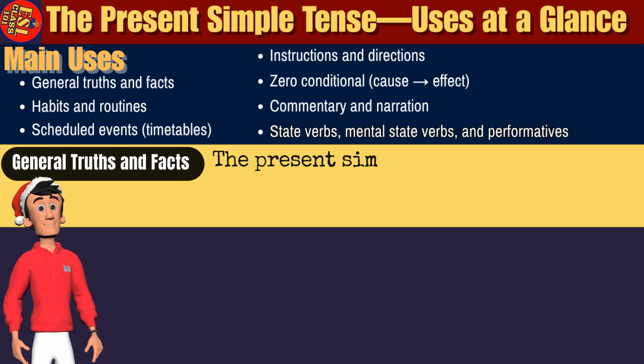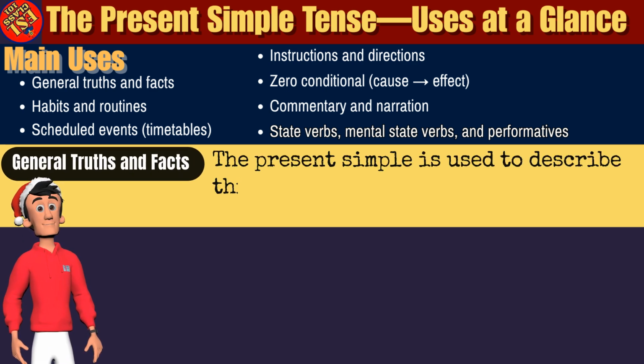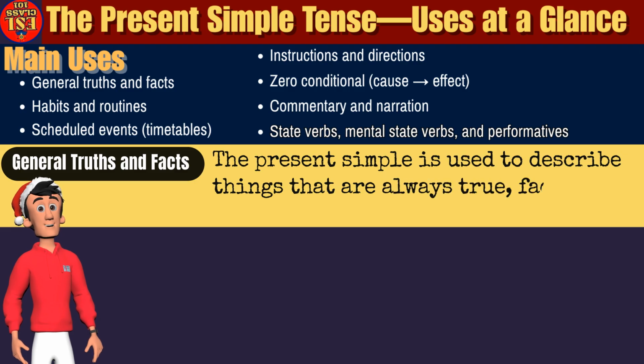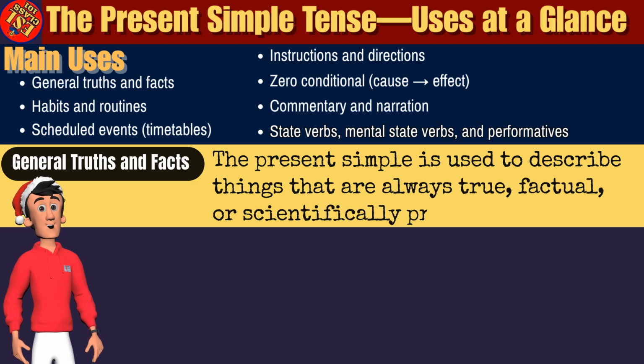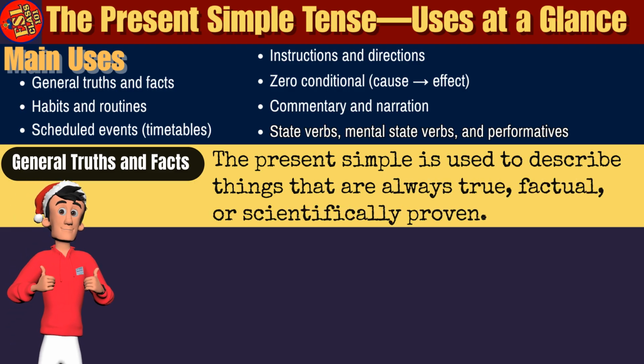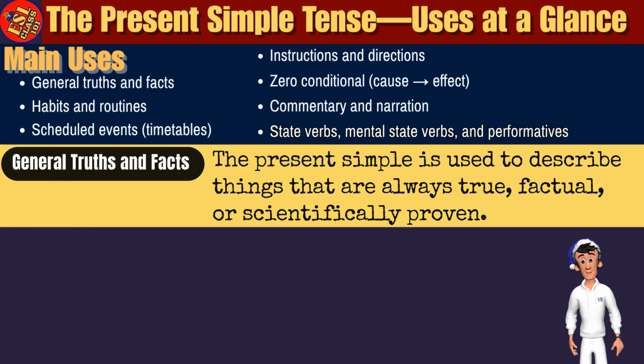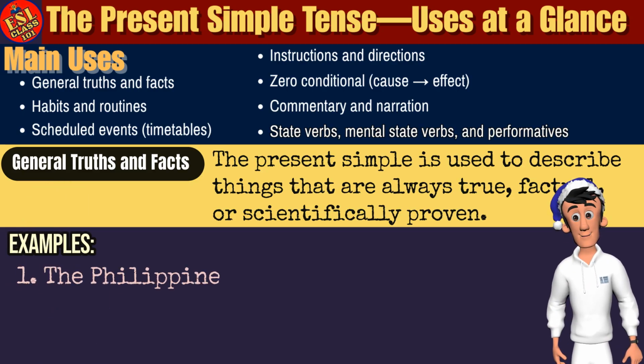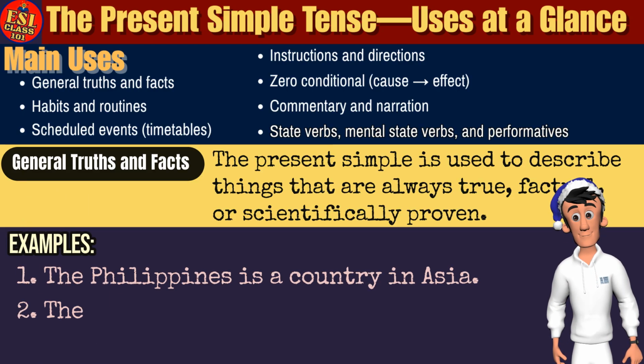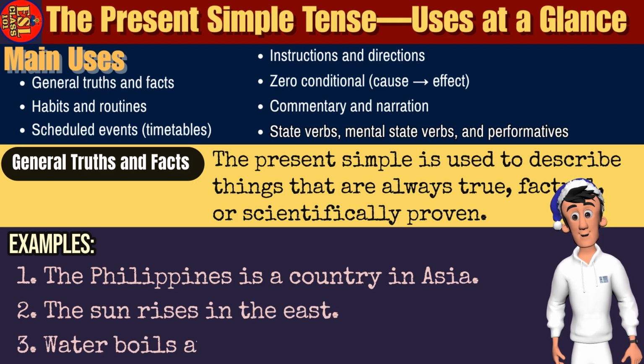The present simple is used to describe things that are always true, factual, or scientifically proven. Examples: The Philippines is a country in Asia. The sun rises in the east. Water boils at 100 degrees Celsius.